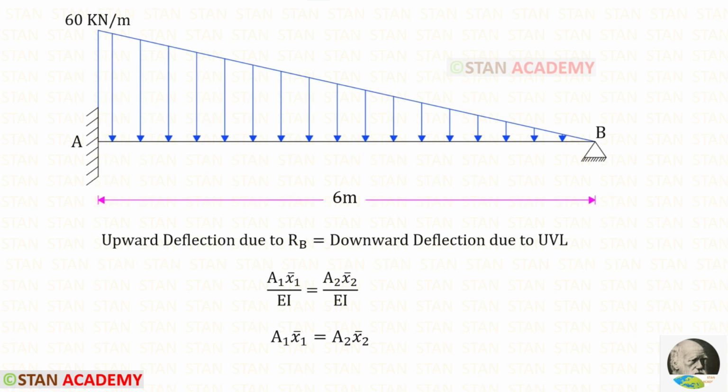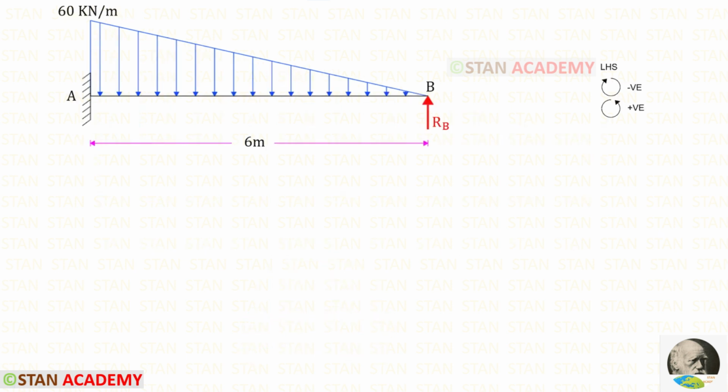We know that the upward deflection due to RB will be equal to the downward deflection due to the uniformly varying load. In this case, we can use this expression, then we can eliminate EI so that we will get this. Now from the point B and about the point A, we are going to find the moments and draw the bending moment diagrams. In this case, we have to follow the left hand side rule. Clockwise will be negative and anti-clockwise will be positive.